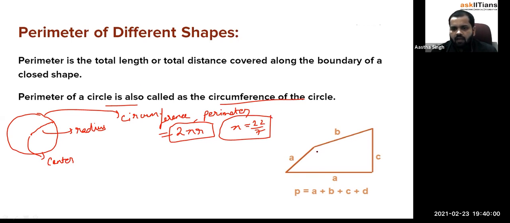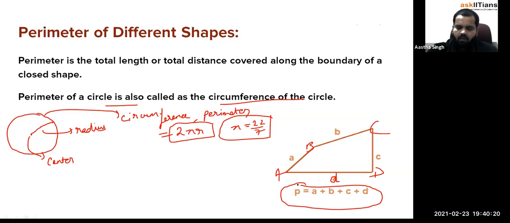So in this diagram, suppose these are A, B, C, and D, going from point A to point B, plus C, and this point is D. So basically, a perimeter is the sum of all the lengths covered along the boundary of the surface. I think you all have got the point.